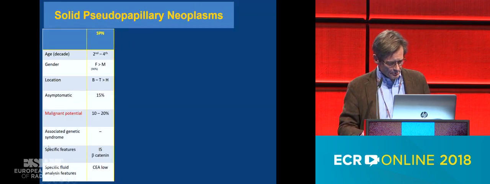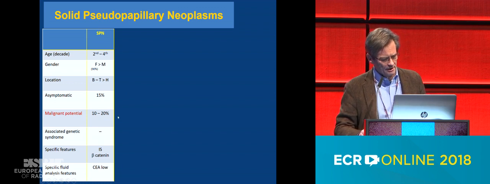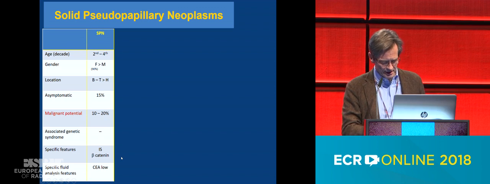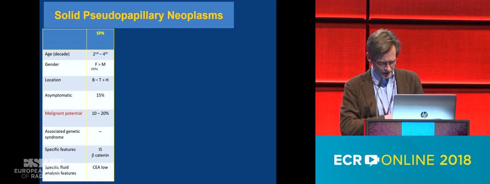So I have here a summary of the findings related to this specific tumor. There is a malignant potential associated with these tumors. 10 to 20% of these tumors may present with malignant potential, and a specific feature on the immunohistopathological side is that for immunostaining you have beta-catenin positive. And CEA in the cystic fluid is very low, which is not the case in mucinous cystic neoplasms in general.